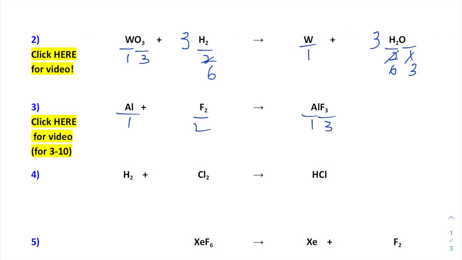So when I start on the left, I see 1 Al, jump to the other side of the arrow, 1 Al. Those match so far, those are equal. But the F's are a problem. We have 2 on this side and 3 on this side. So I have to make them more.